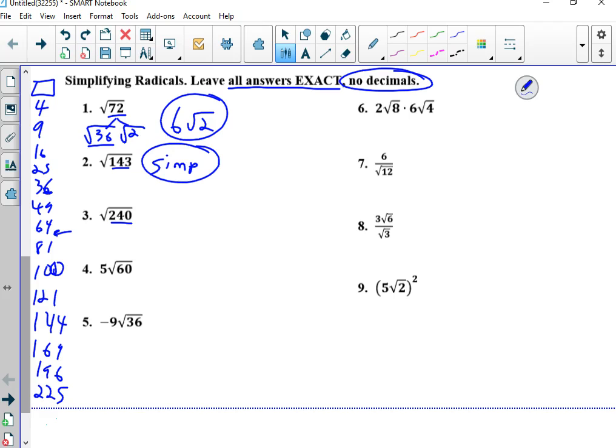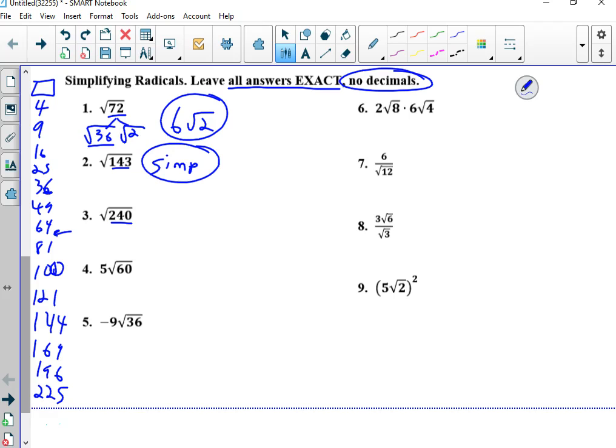Close to 3. 240 divided by 64. Decimal. Close to 4. 240 divided by 49. Close to 5 with a decimal. 240 divided by 36. Decimal. 25 obviously, because it has to be 25, 50, 75, or 100. So how about 16?